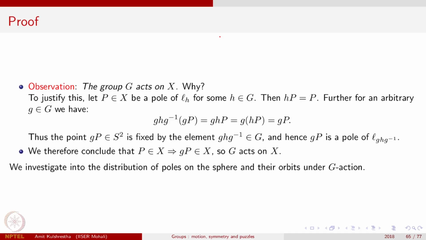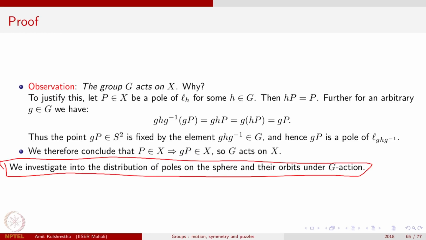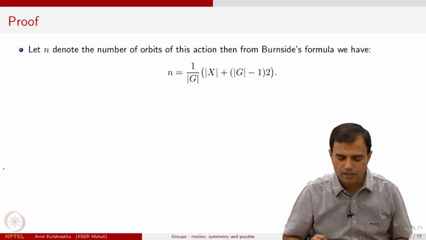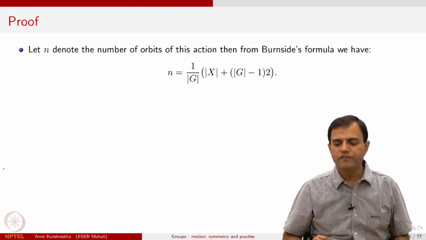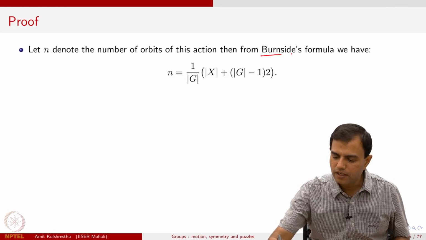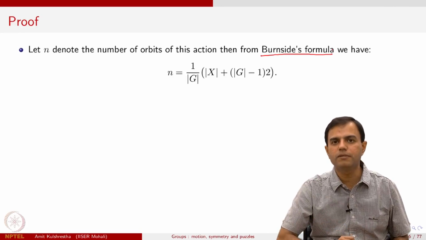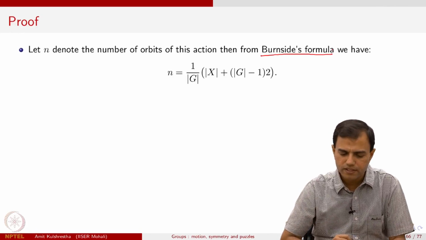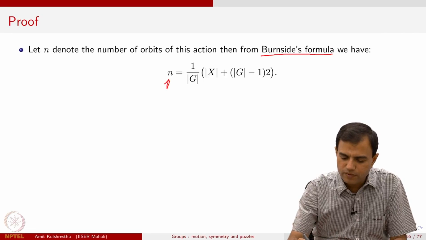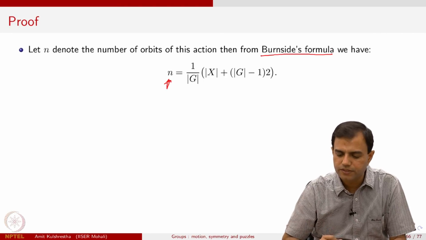Okay, and as I said, we are going to investigate the distribution of poles and what the orbits of that action are. All that is what we are going to analyze. So we start with, you remember Burnside's formula? In the very beginning I had mentioned Burnside's formula. What is it? The number of orbits is equal to the average number of fixed points.